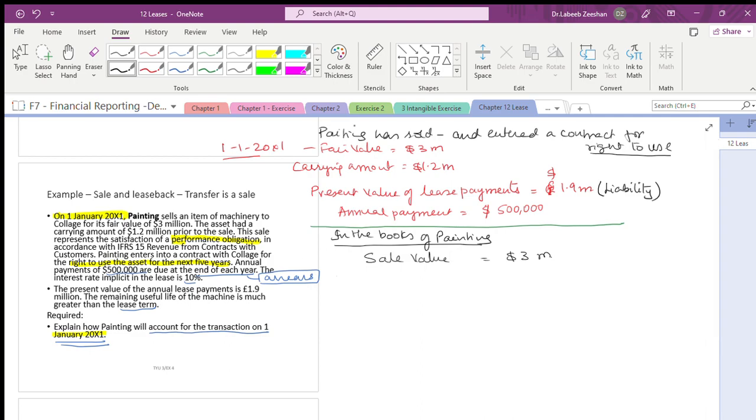Of this 3 million, they have to pay annual lease payments. They have to pay annual lease payments of how much? 1.9 million. The balance is how much? The balance is 1.1 million. This is nothing but the net sale proceeds.